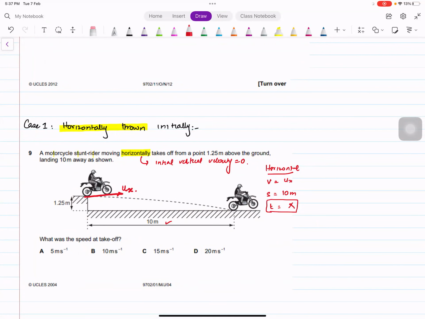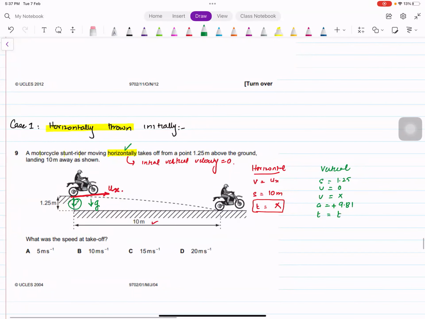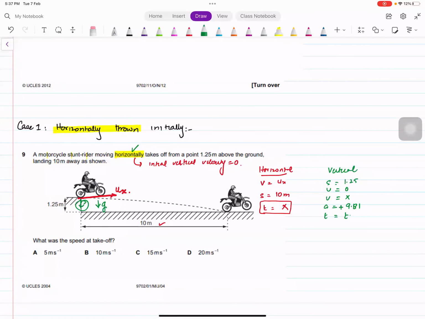And if I want to find time, then I can use the vertical to do that. So I'm going to write SUVAT. The vertical displacement is 1.25. It is going to go down. So the initial velocity is zero because it was thrown off horizontally. The final velocity is not given. The acceleration will be 9.81 and positive. Why positive? Because it is going down, in the same direction as acceleration due to gravity, and I can find time from here. The best equation would be s = ut + ½at². So this is going to be 1.25 = 0 times t plus half times 9.81 times t squared. Can somebody please find t for me? 0.5.